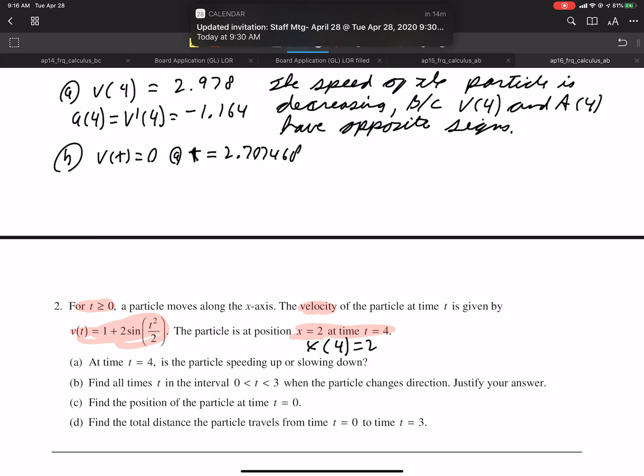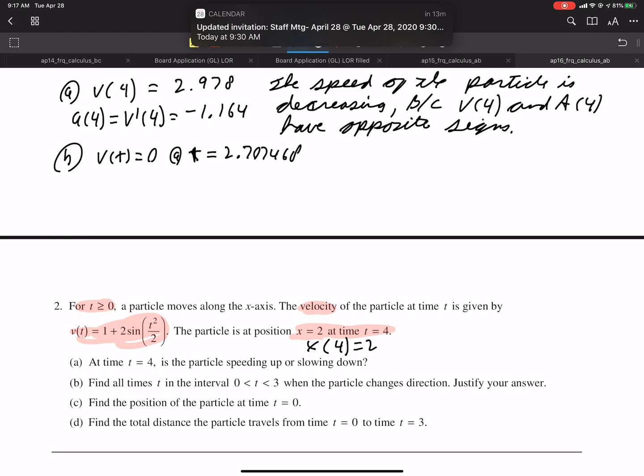Now, if you look at your graph, your velocity changes from positive to negative, right? So v of t changes from positive to negative at that 2.707468. So therefore, the particle changes directions at this time.